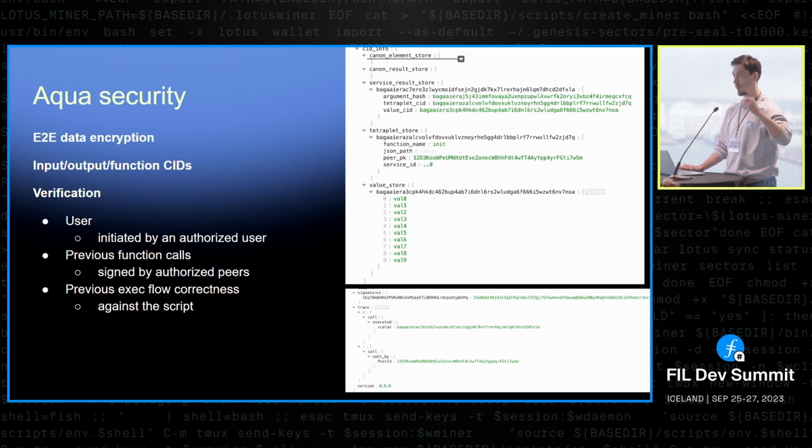So basically, we need to authenticate that the request was done by the user who was authorized to do this request. Then the first function call was done by the peer that was also authorized to do it, not by some random peer. We need to validate that this peer that executed the first function call was asked to execute it. So there was a script that said first function call first, then second function call second. This is all validated by all peers while the request is being executed across the distributed workflow.